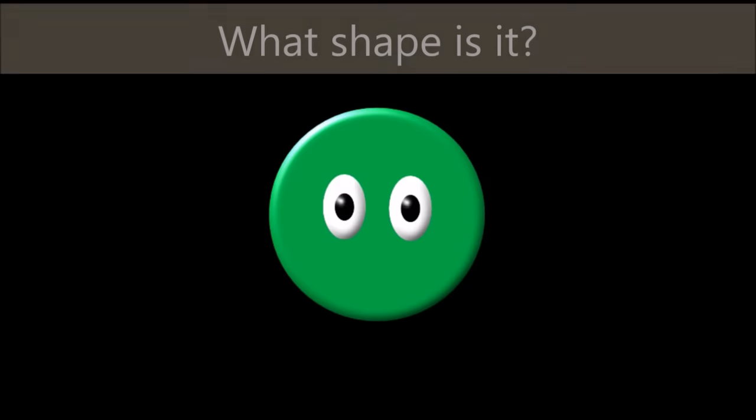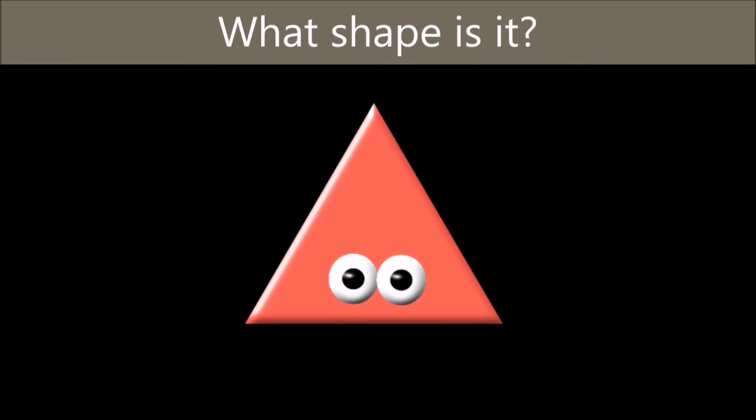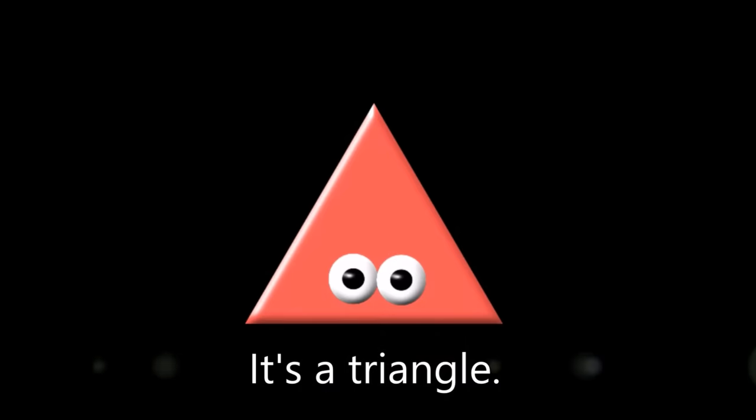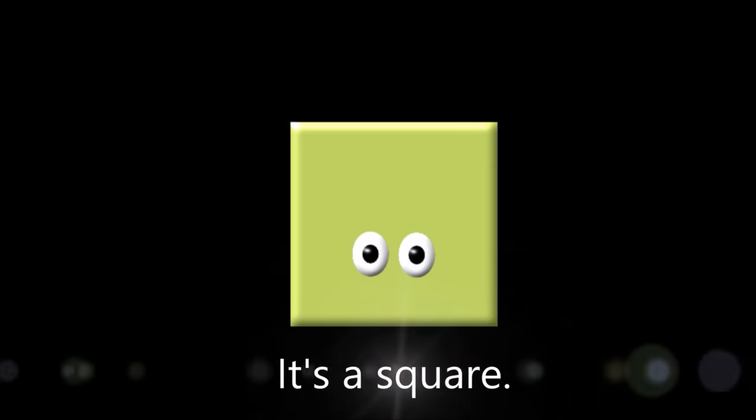What shape is it? It's a circle. What shape is it? It's a triangle. What shape is it? It's a square. What shape is it? It's a rectangle.